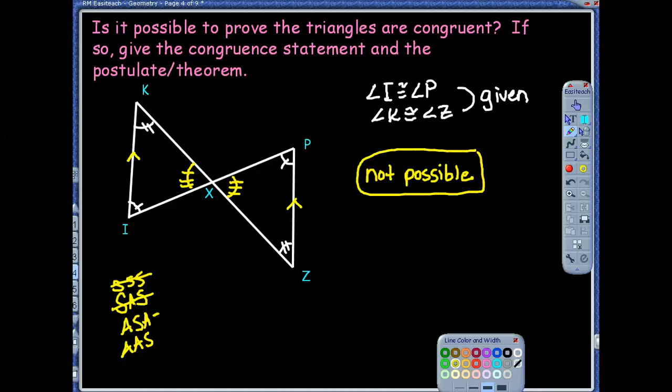And I like how Ms. Hooker started. She narrowed it down to these only options, and she knew we needed a side. And there was just not enough information to prove it. Now, that's not saying they aren't congruent. We just don't have enough information.